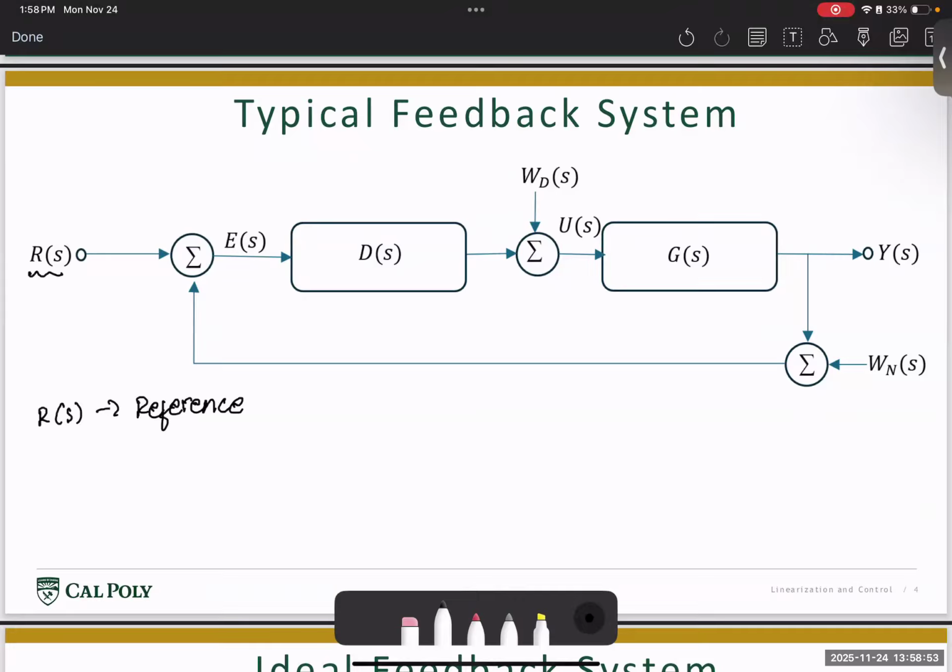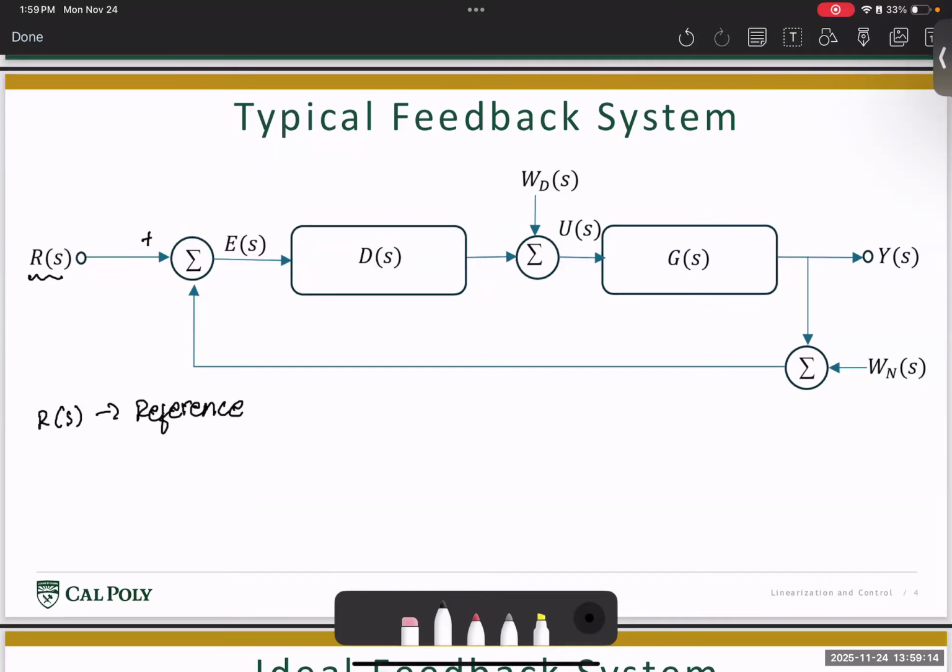the state of our system to be in. A good example for this is imagine you're at cruise altitude in an aircraft and you now want to start pitching by 5 degrees. Then the reference signal R of S to the system should say that it's 5 degrees. So this is the state of the system that you wish for it to take. And then we have the main block called G of S. This is the main transfer function of the entire system. This is also called the plant.